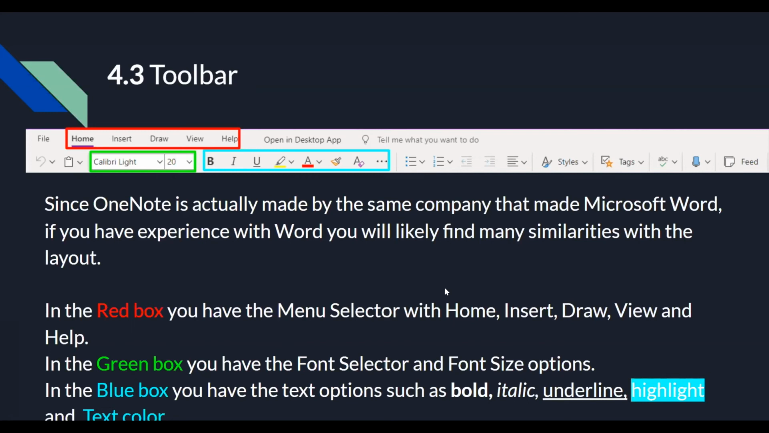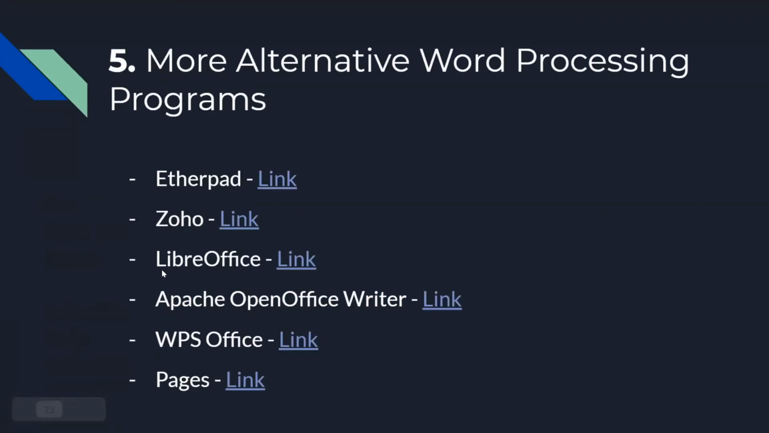So then some more alternative word processing programs are Etherpad, Zoho, LibreOffice, Apache OpenOffice Writer, and WPS Office, and you even have Pages, which is the Apple version. So if you're a fan of Mac and Apple, Pages is going to be the free version for you.